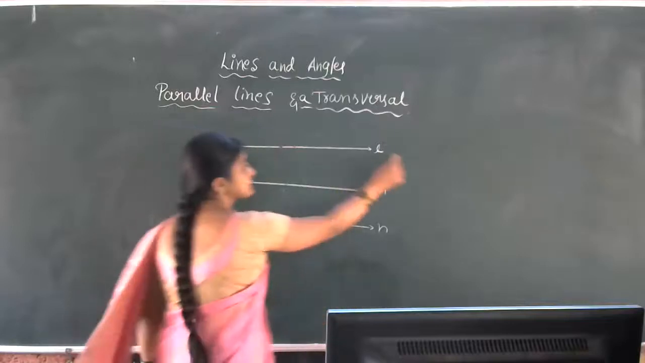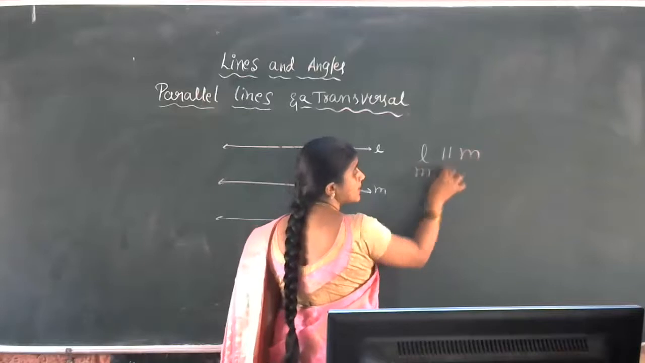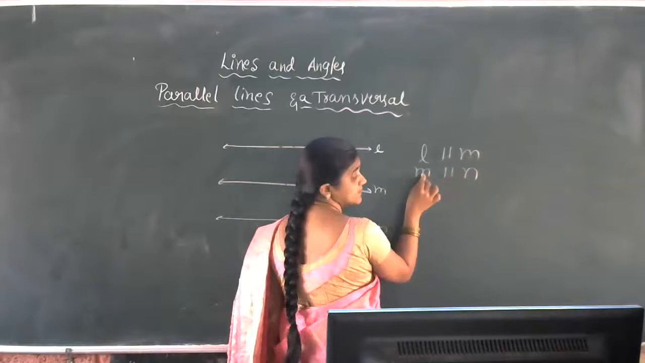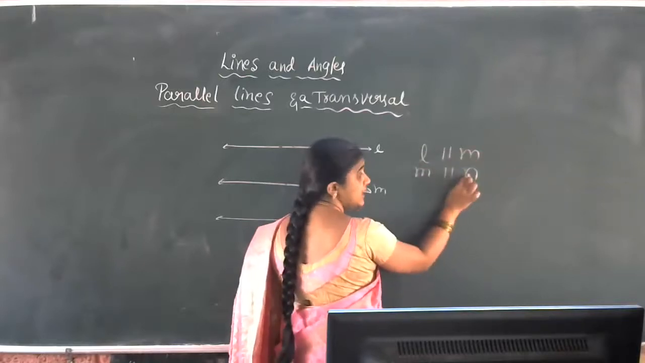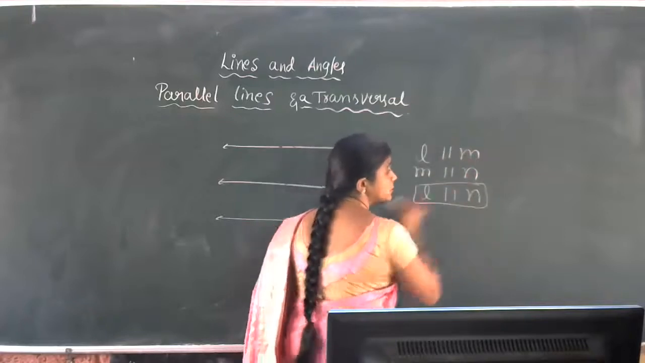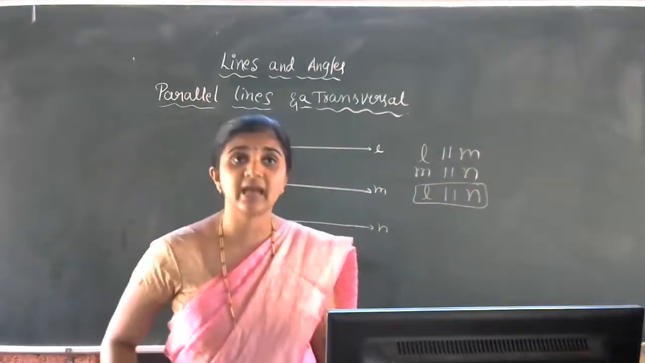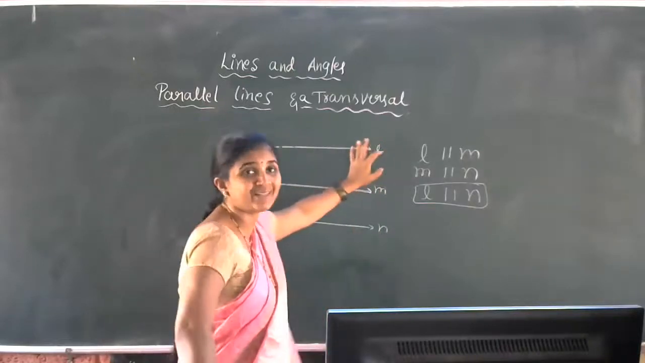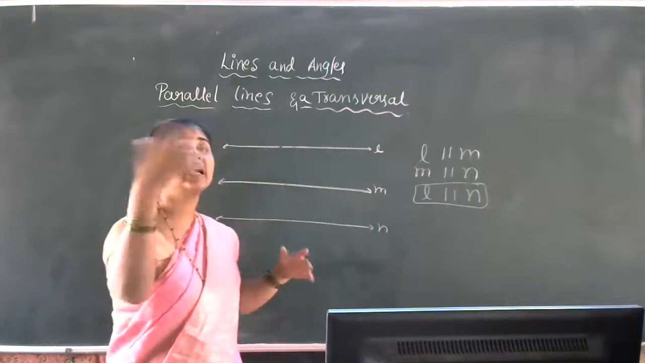Okay, L is parallel to M. Then M is parallel to N. So L is parallel to M, and M is parallel to N, then we can say that L is also parallel to N. So this is a very important topic, students. The lines which are parallel to the same line are parallel to each other. So now we can conclude that L, M, N, all three lines are parallel to each other.